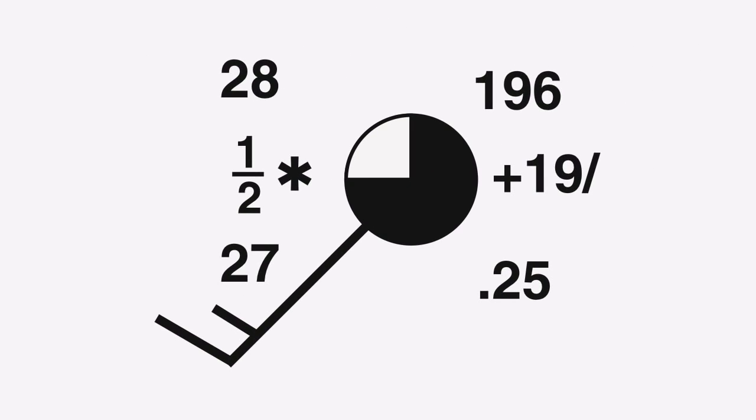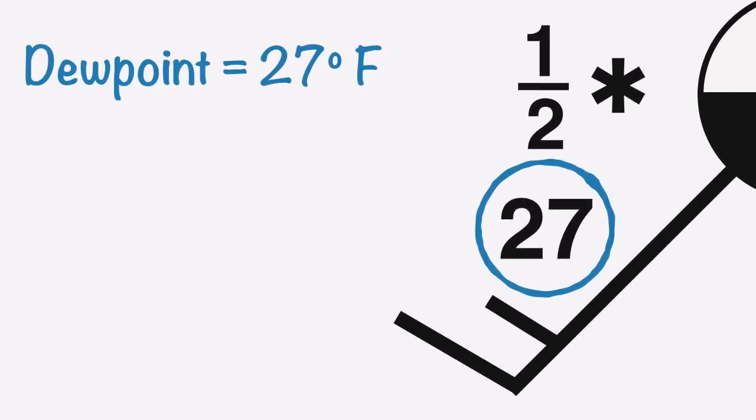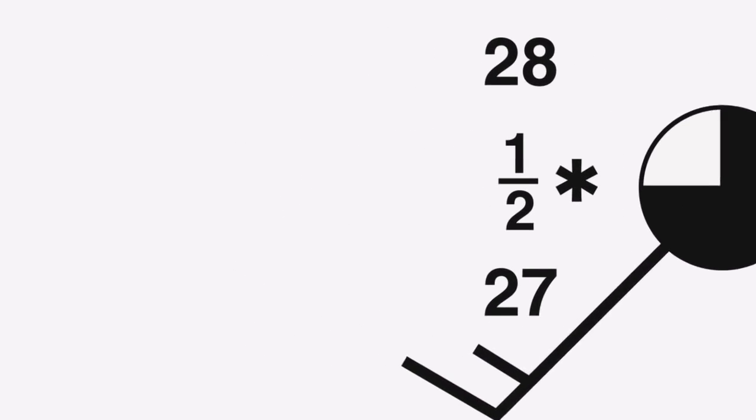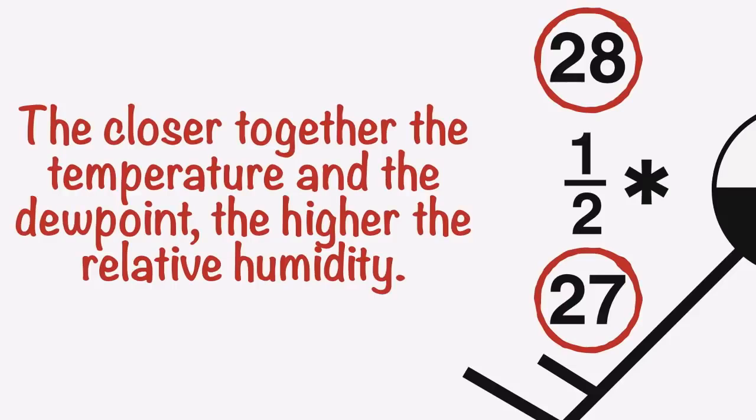What about in the bottom? Well, this number on the bottom left corner is going to be our dew point temperature. In this case, it's 27 degrees Fahrenheit. Just like the air temperature, this is always going to be measured in degrees Fahrenheit. Now, there's one thing I want to point out about that, and that is that the closer together these two numbers, that's going to reflect a higher humidity.